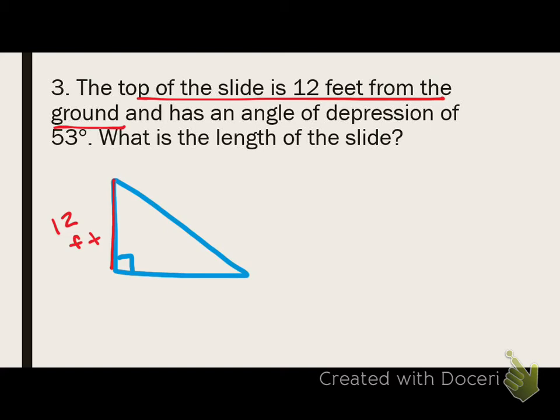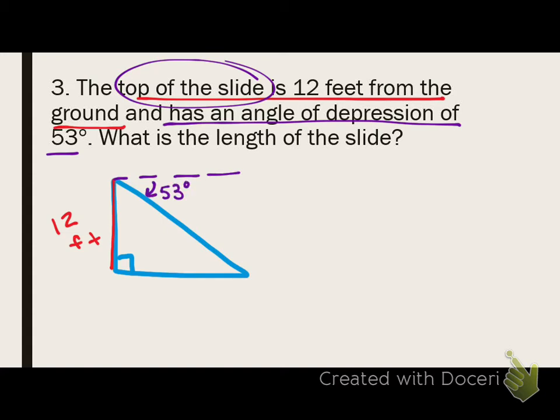It has an angle of depression of 53 degrees. So the top of the slide is the subject there, not to get into English really quick, but the top of the slide is the subject. It has an angle of depression of 53 degrees. So from the top, it has an angle of depression of 53 degrees. But anytime you're given the angle of depression, you can go ahead and label the angle of elevation the same, because they're going to be congruent.